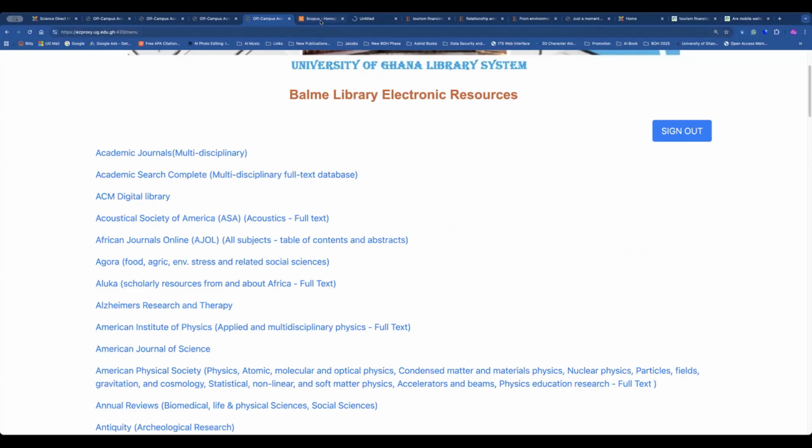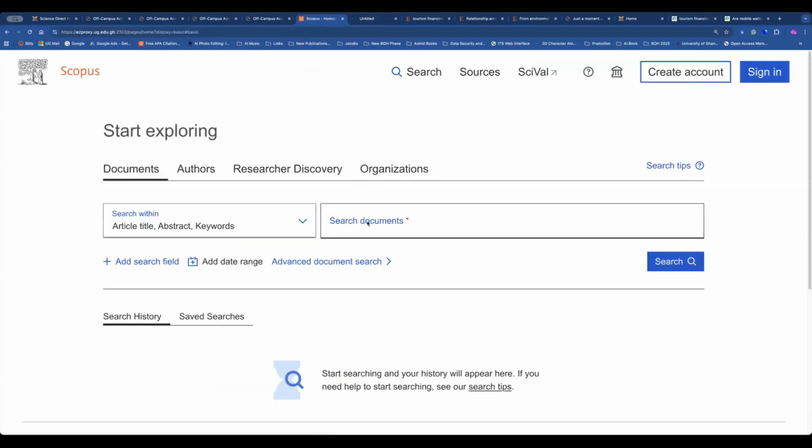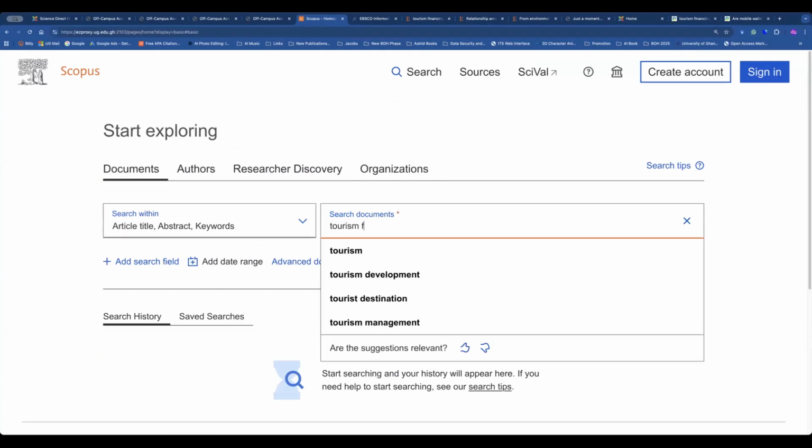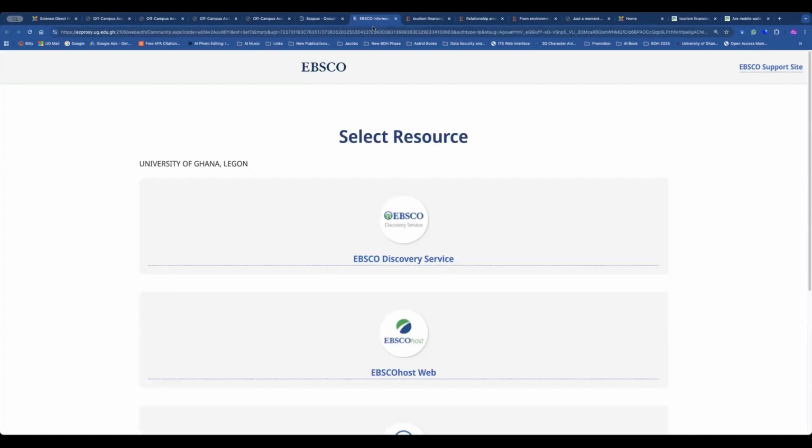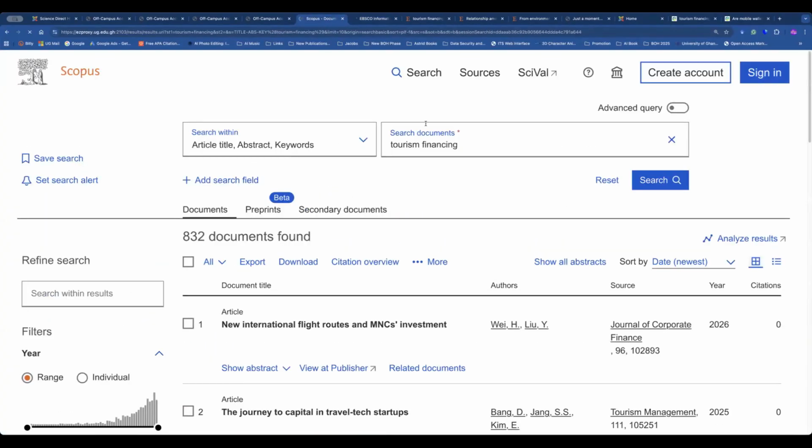Okay. Good. Scopus has opened now. So let's say tourism financing again. I'm searching the article title, the keywords in the article, and the article abstract. So when you are searching, you can choose where you want to search. So look at what it has given.